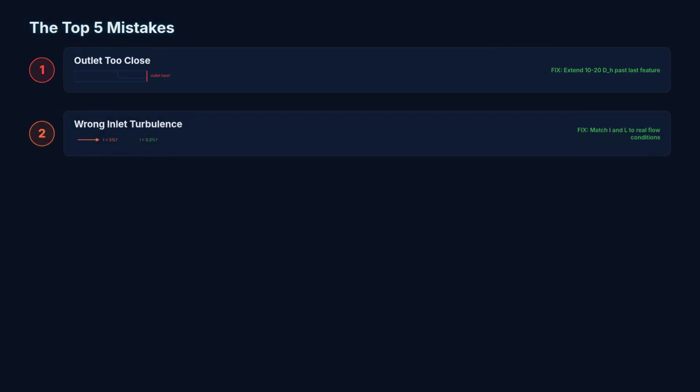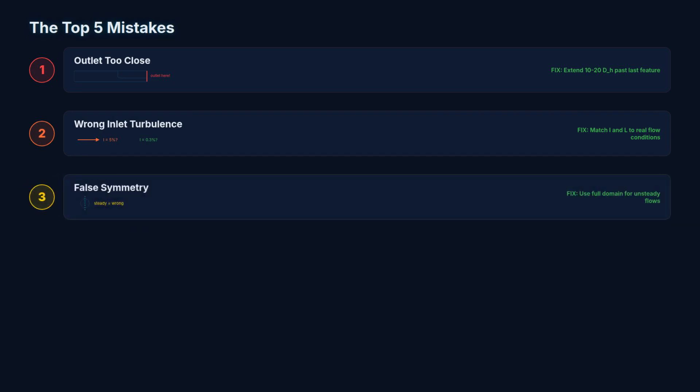5 mistakes that ruin simulations. 1. Outlet too close. Your pressure outlet sits right after a bend. The fixed pressure corrupts upstream flow. Extend 10 to 20 diameters past the last feature. 2. Wrong inlet turbulence. Default 5% when the real flow is 0.5%. Every prediction downstream is contaminated.